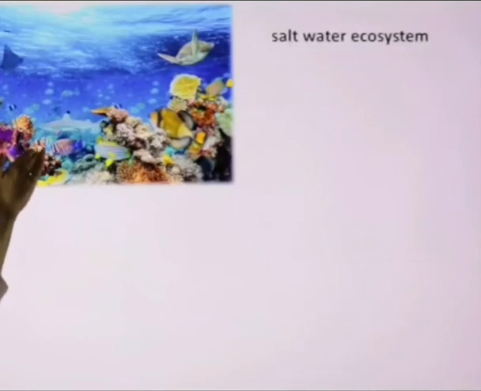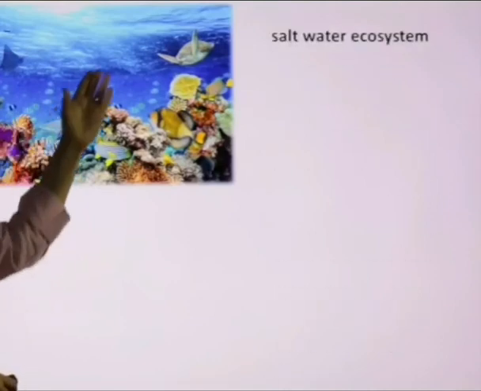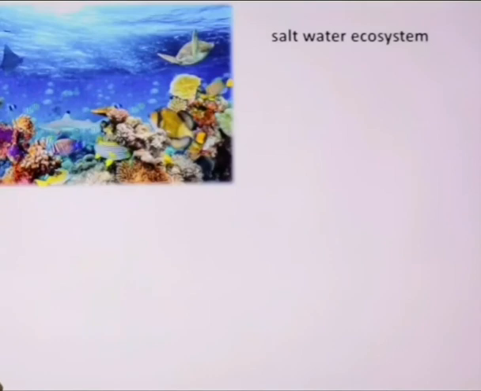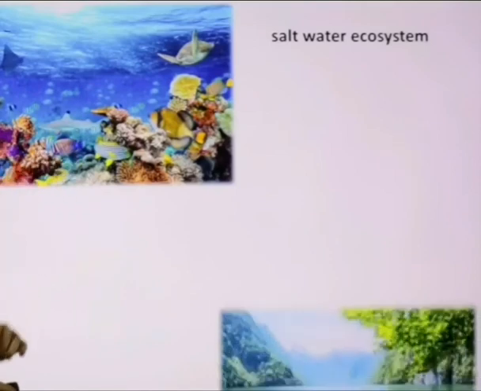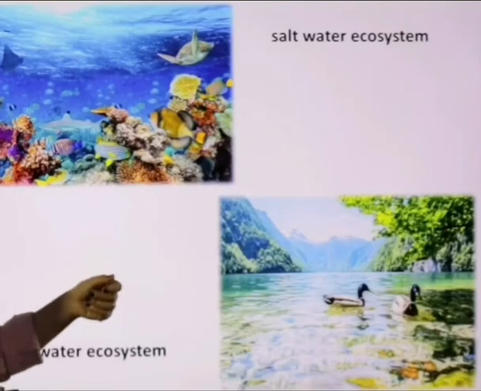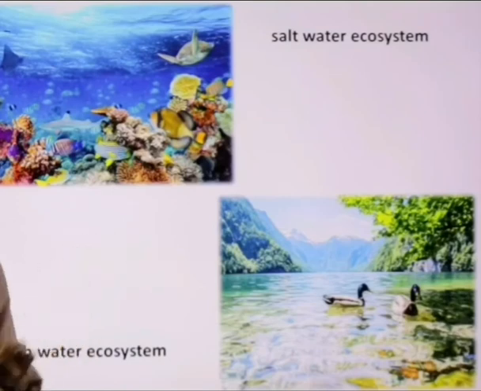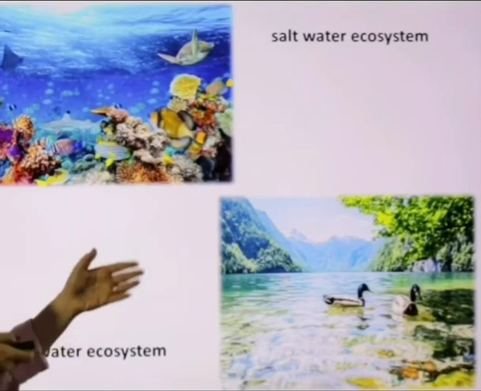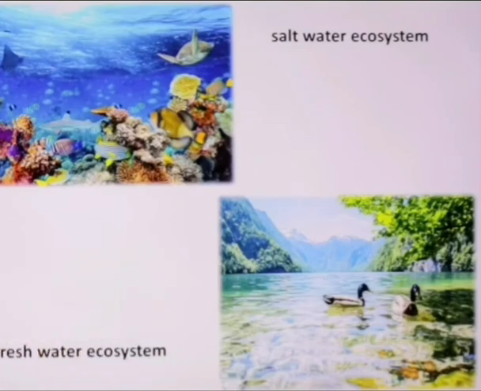Now, let's look here. What do you think this ecosystem is? The saltwater ecosystem. Sea turtles live there, sharks, stingray fish, and clownfish, etc. And this is a freshwater ecosystem. You can see ducks, there are some kinds of fish there. Also, crocodiles and alligators live in freshwater ecosystems. Now let's go to the summary.